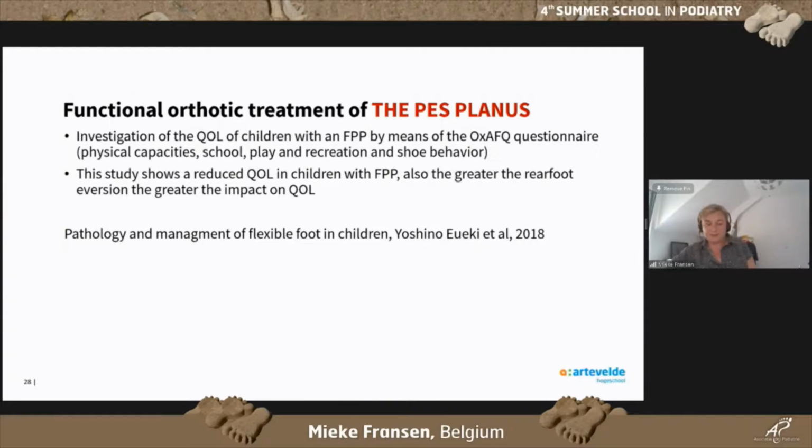In another study, and I find this very important, they looked at the quality of life in children with flat feet by using the Oxford Ankle Foot Questionnaire for children, which contains questions on the physical capacities, on school, on play, and shoe behavior. This study shows a reduced quality of life in children with a flexible pes planus. Also, the greater the rear foot eversion, the greater the impact on the quality of life. So this is a very important factor to consider, as pain is not always a reliable factor in the decision of treating kids.